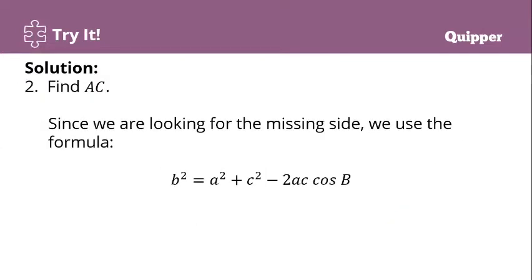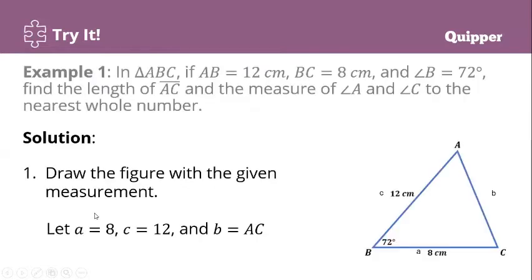Of course, every time we solve for this kind of problem, we need to illustrate first, or draw the figure with the given measurements. We let BC be equal to A, which is 8. Then AB is just the C, which is 12. And B is the side AC. So we have sides A, B, and C, or sides BC, AC, and AB. Let's proceed.